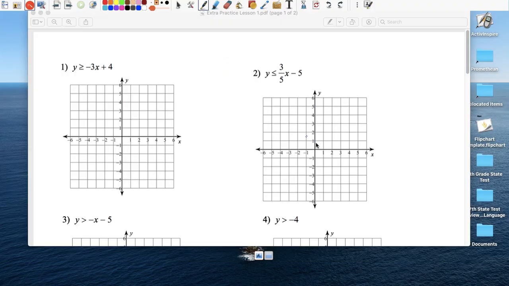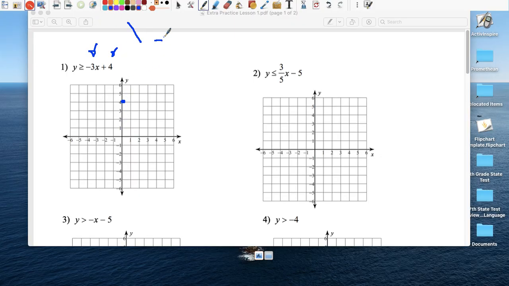All right, so the most important thing is to have the inequality in slope-intercept form, where we can easily recognize the slope, which is this guy here, and then the y-intercept. So let's start with the y-intercept, which is 4. 1, 2, 3, 4. The slope is -3, so we know the line is going to look like this.